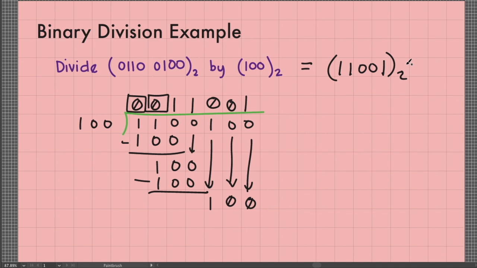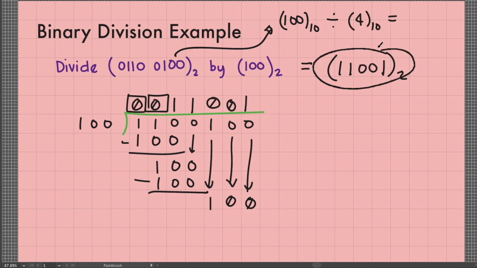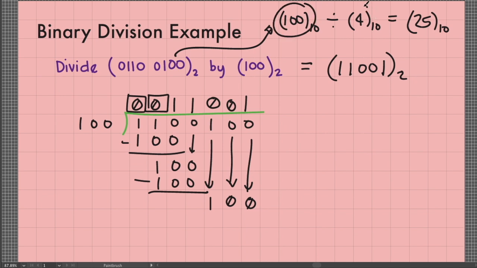I'm going to skip the part where I convert this to decimal and this one to decimal and this one to decimal. I'm just going to directly write it here to save time. You can do it on your own. This first number is equal to the decimal 100, and this one is equal to the decimal 4, and this one is equal to the decimal number 25. So based on our initial values, 100 divided by 4 is equal to 25. Hence, our final answer is correct.